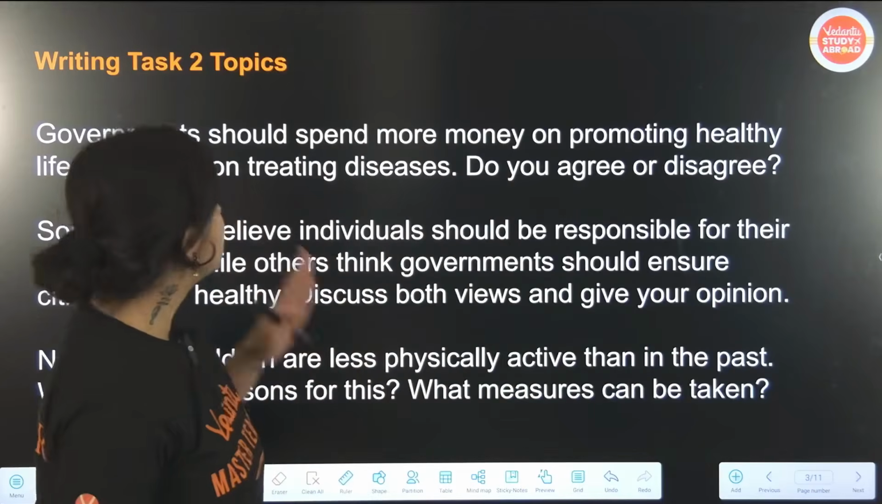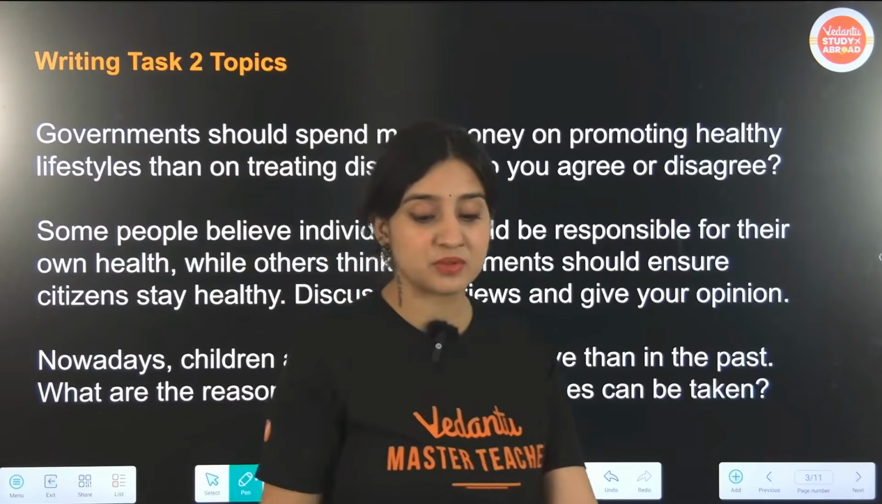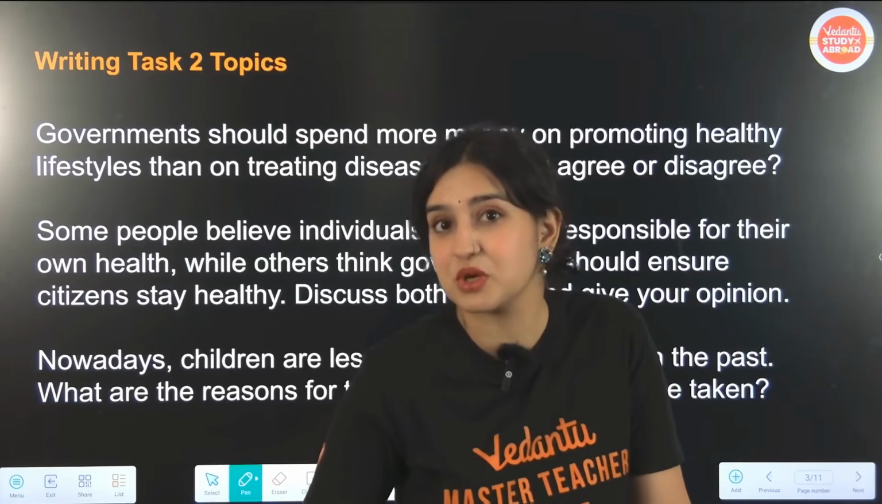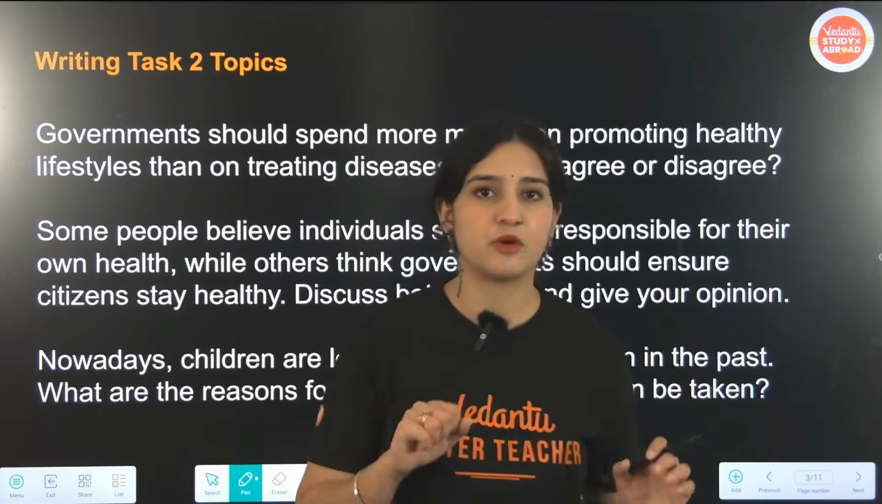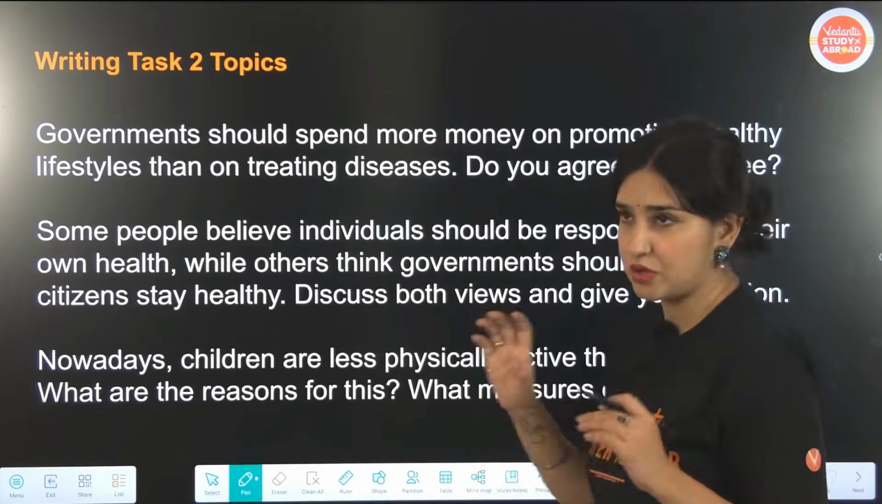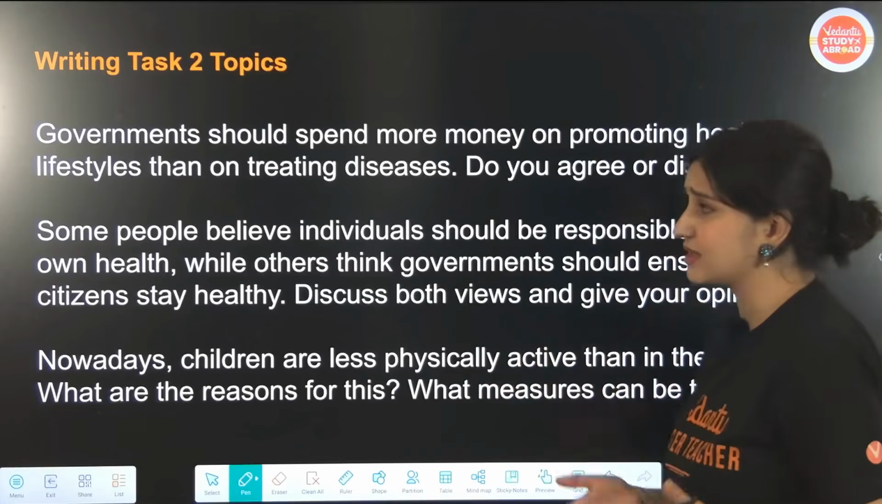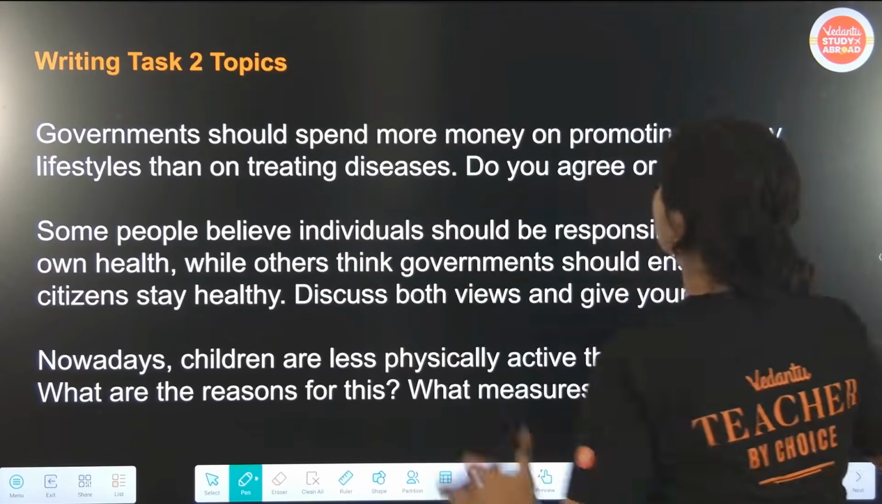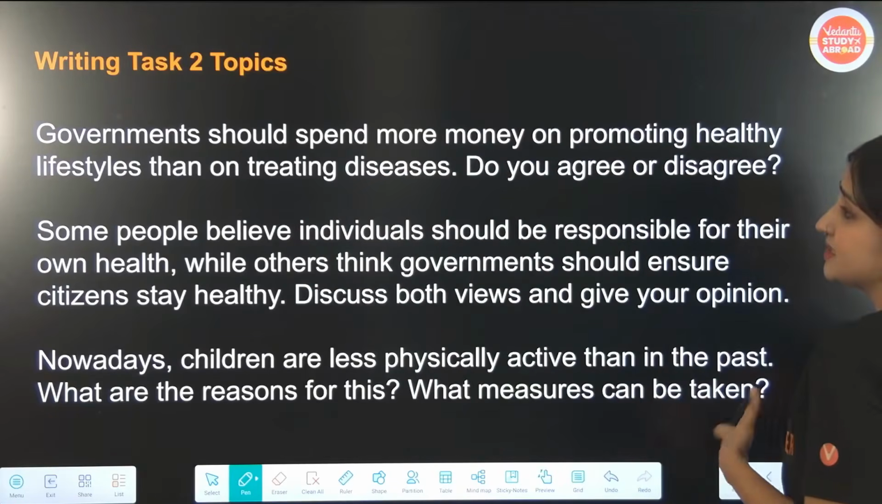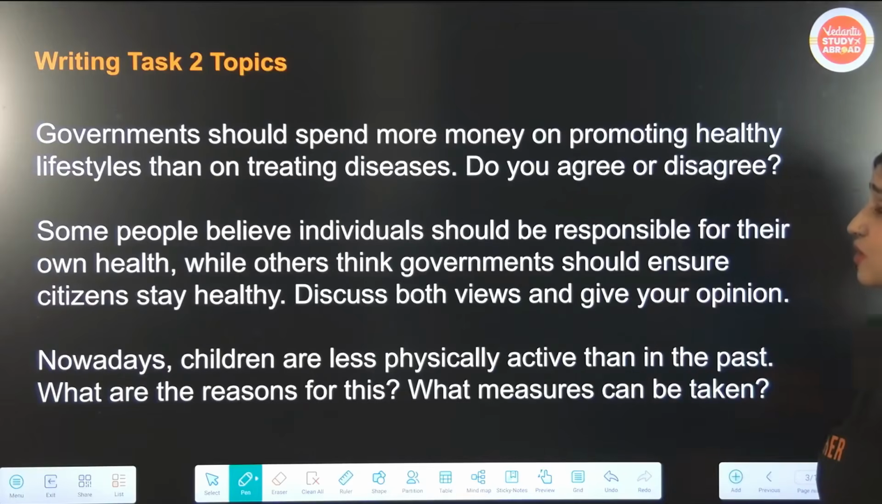Now, starting with writing task 2 topics. The reason why we're only discussing task 2 topics is because task 1 is going to be some form of data interpretation that's not topic specific. Now, for task 2, here are the kind of questions that you can see when it comes to health and lifestyle. Governments should spend more money on promoting healthy lifestyles than on treating diseases. Do you agree or disagree?